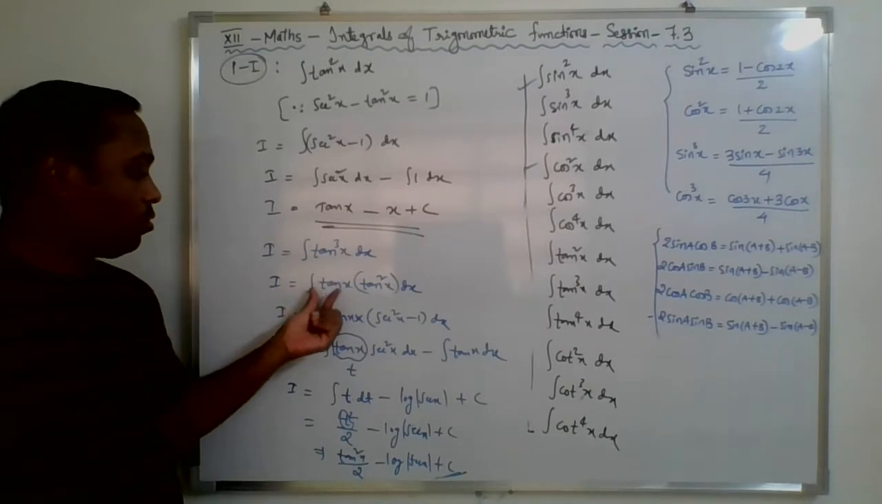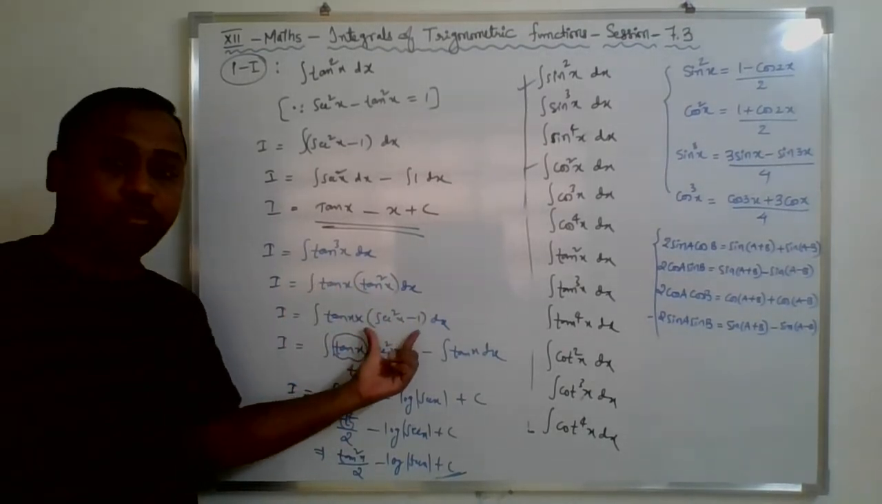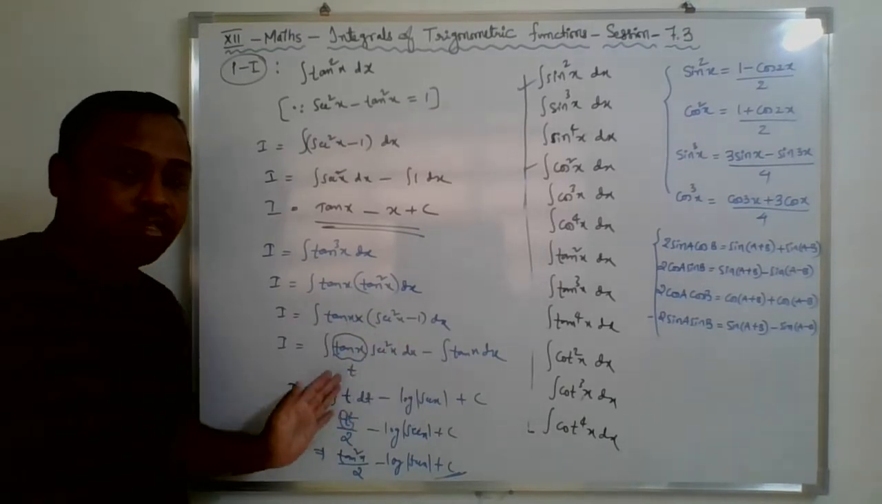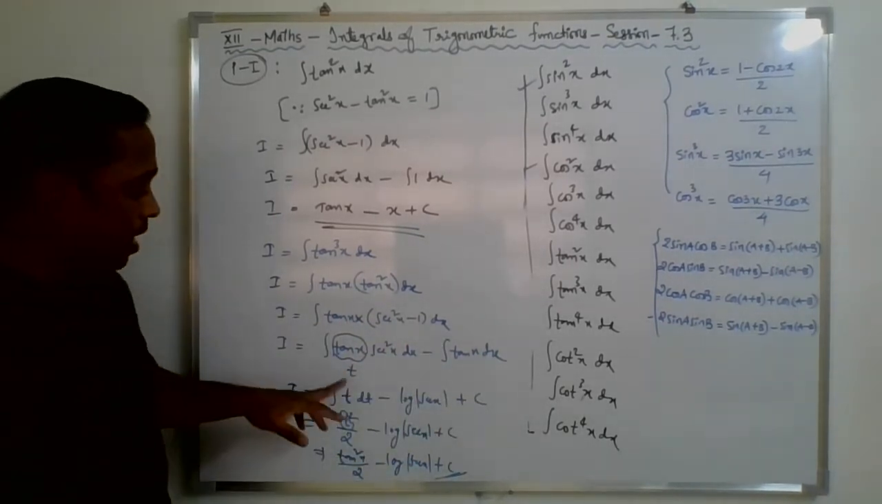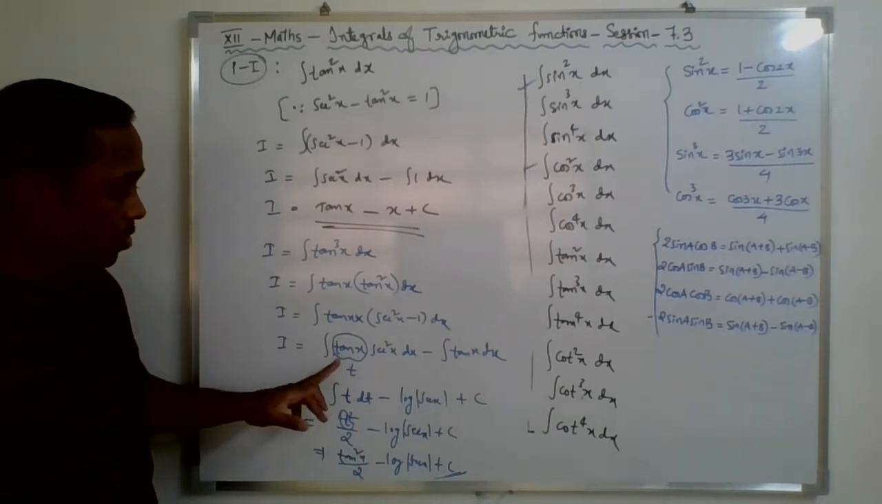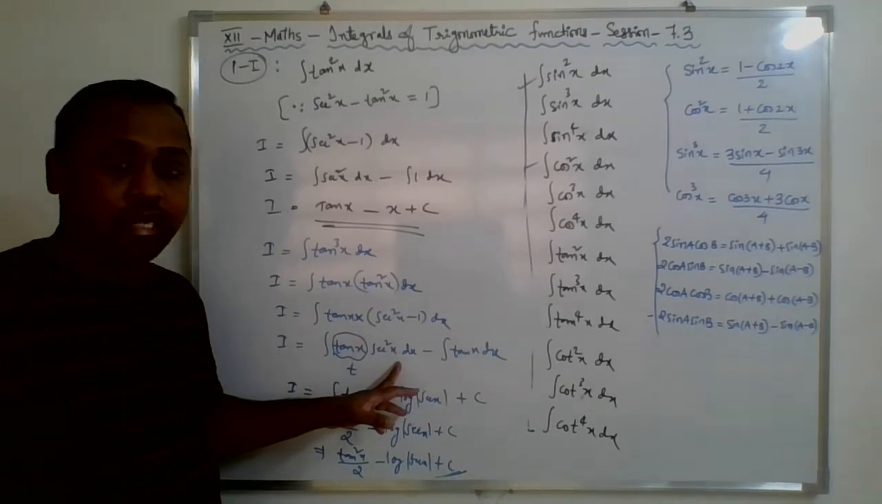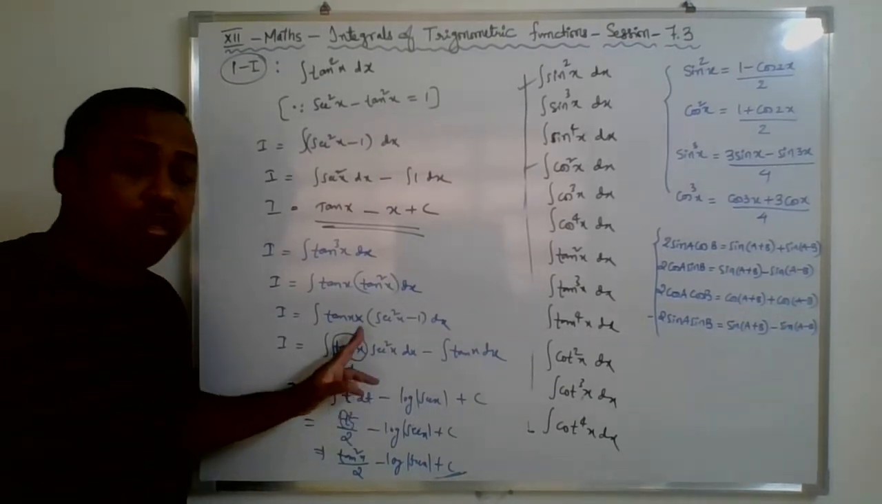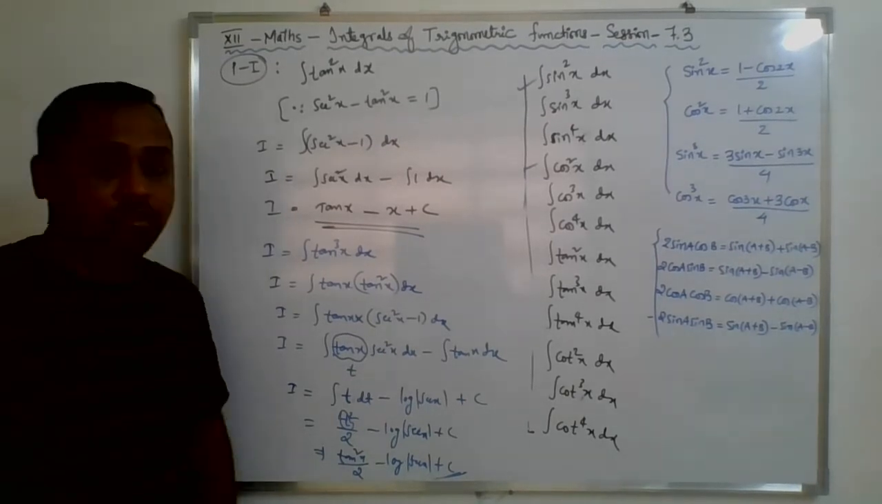Cot cube x, so cot x into cot square x written as cosec square x minus 1. Multiply inside, separate the integral, it will be converted into standard form. And this one where you assume cot x is equal to t, then cosec square x will be there as a derivative. You can go with the substitution technique for the sub part and you will get the final answer.